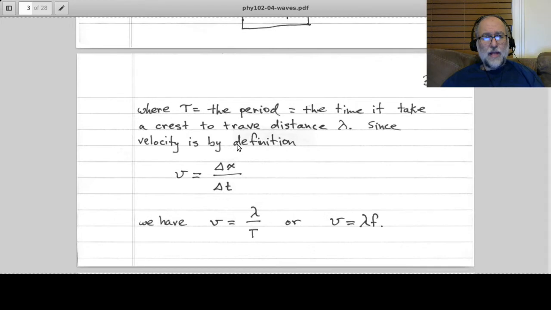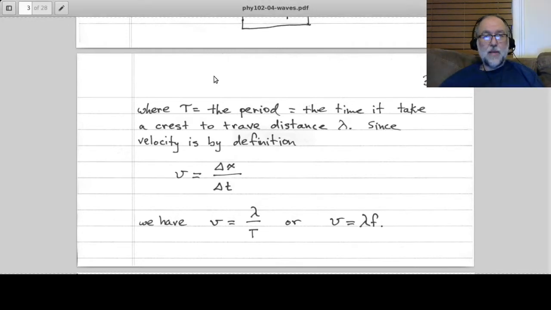And now if I rewrite the equation, instead of lambda times f, I'm going to write it as lambda divided by T. But then you remember, oh wait a sec, lambda is the distance from one crest to another. So just think of the distance traveled from one crest to its neighboring crest.